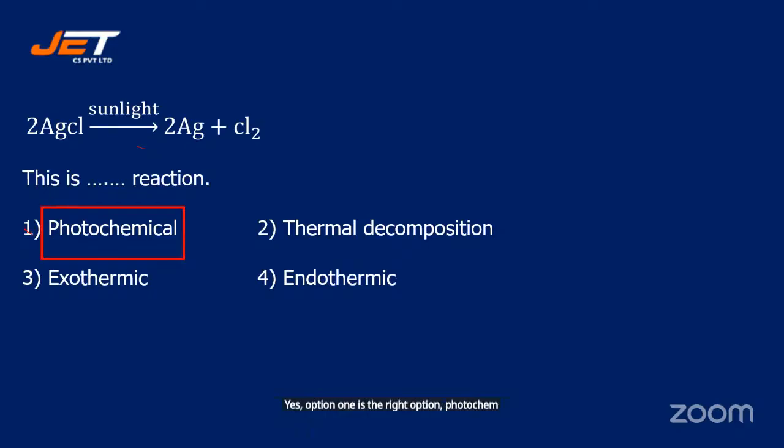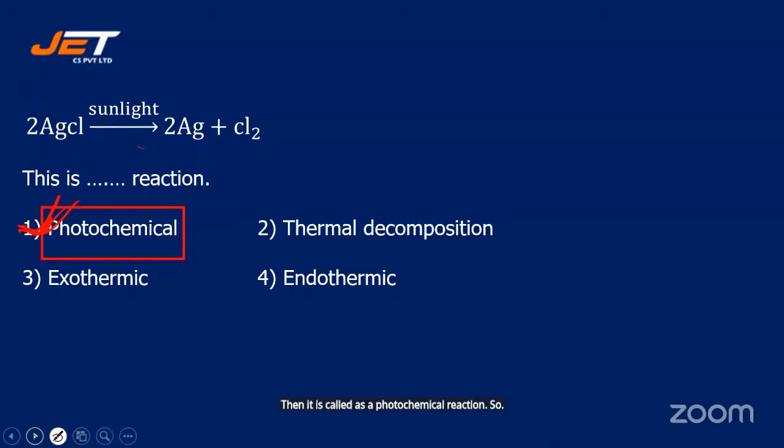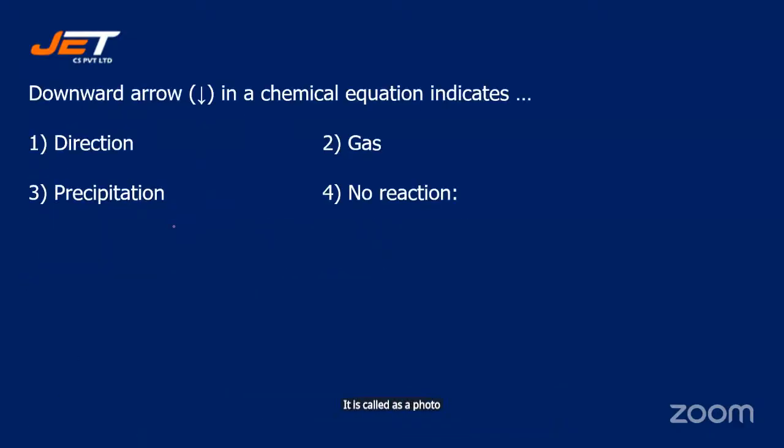Photochemical. So photo means light. So in presence of light, if the reaction takes place, then it is called a photochemical reaction. Since this reaction is occurring in presence of sunlight, it is called a photochemical reaction.